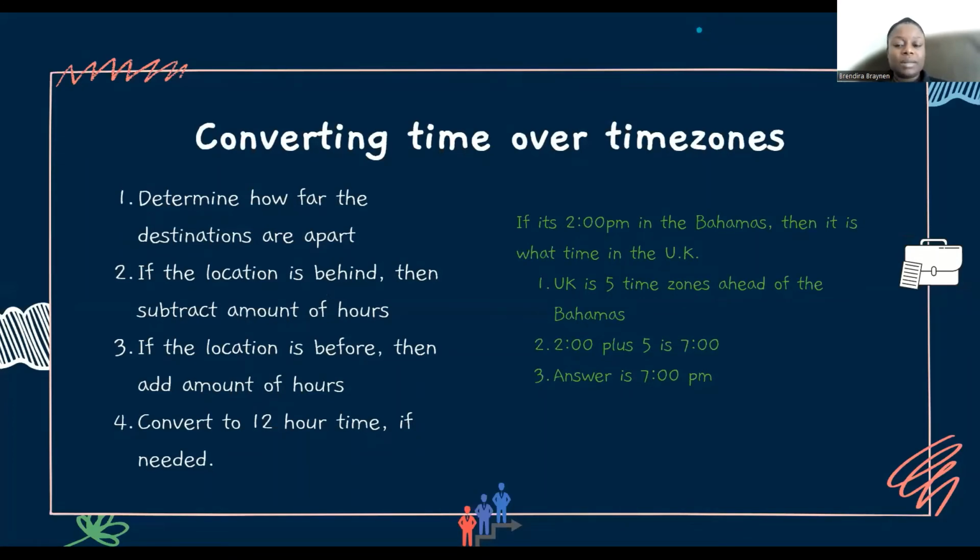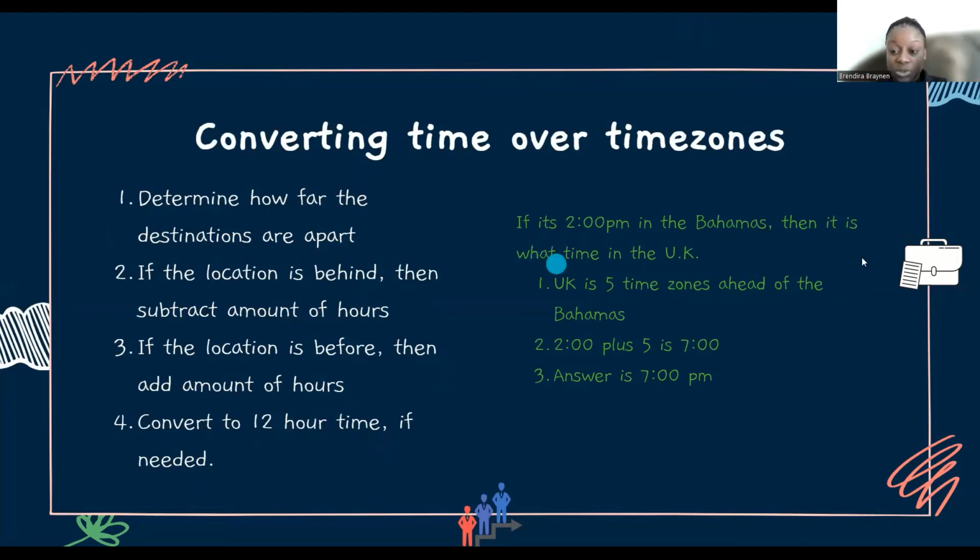Okay, so we talked about time zones. Let's point out how to convert time over different time zones. What you want to do first is determine how far the destinations are apart. If the destination is behind, you subtract that number of hours based on the time zones apart. If the destination is ahead, you add hours. And then, of course, you convert to 12-hour time if needed.